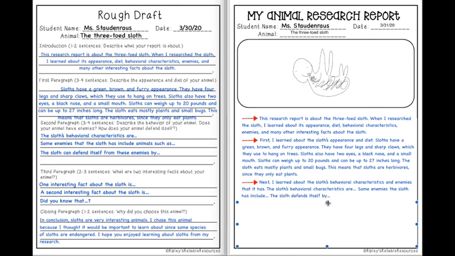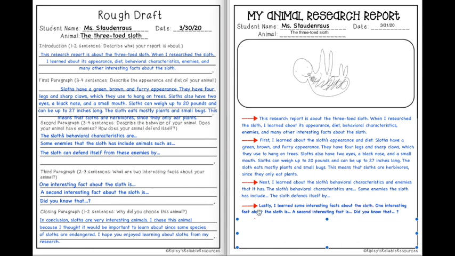Okay, we're going to take a look at these last two and then you'll work on yours. Let's take a look at the last two paragraphs and then you will have a turn to try it on yours. So for the third informational paragraph, I use the word lastly. Now, this isn't my conclusion paragraph, but it's the last of the categories that I am covering about this animal. So I said, lastly, I learned some interesting facts about the sloth.